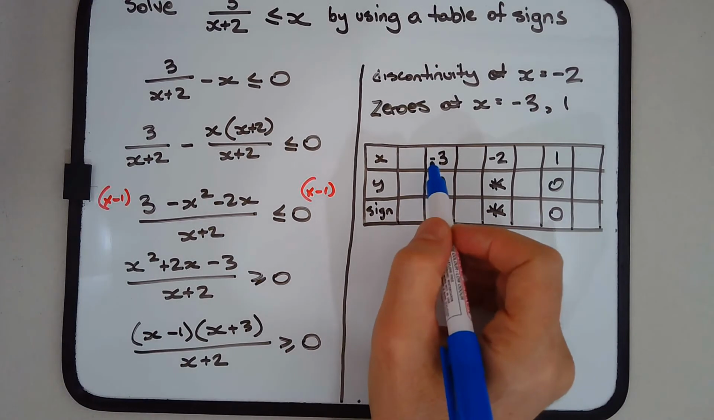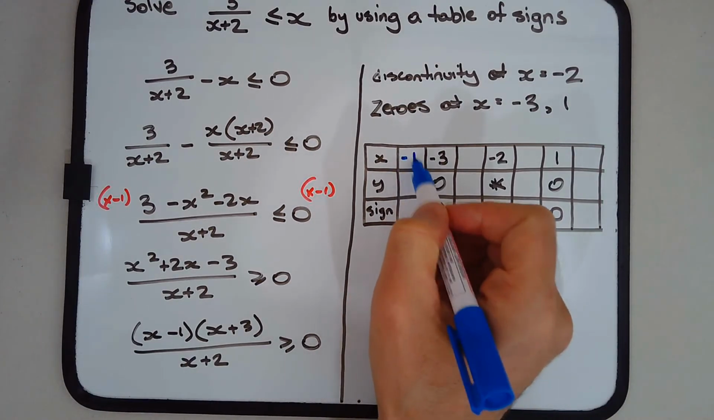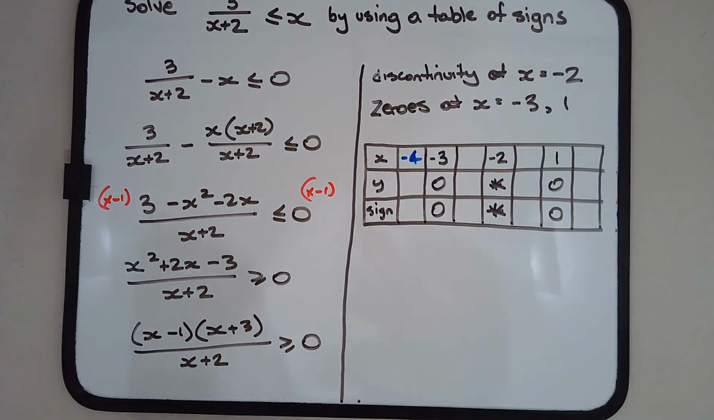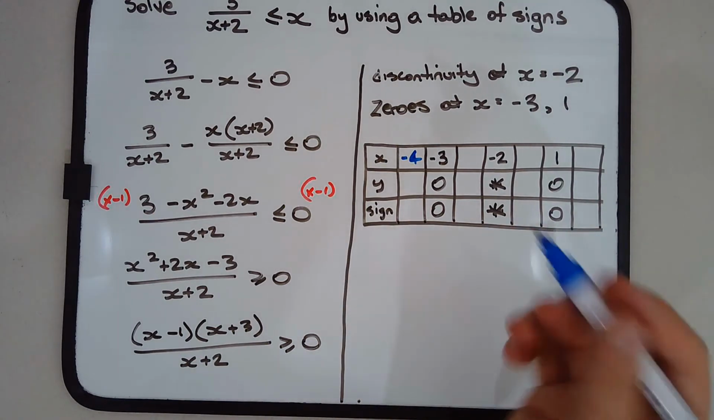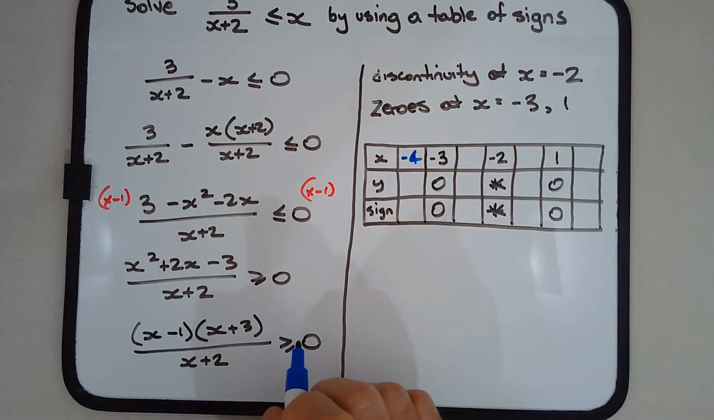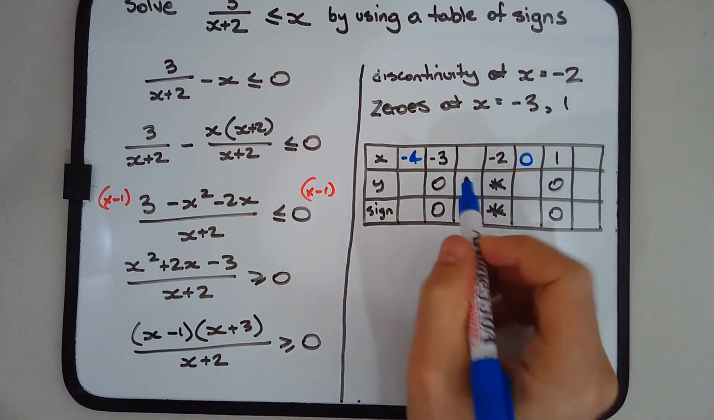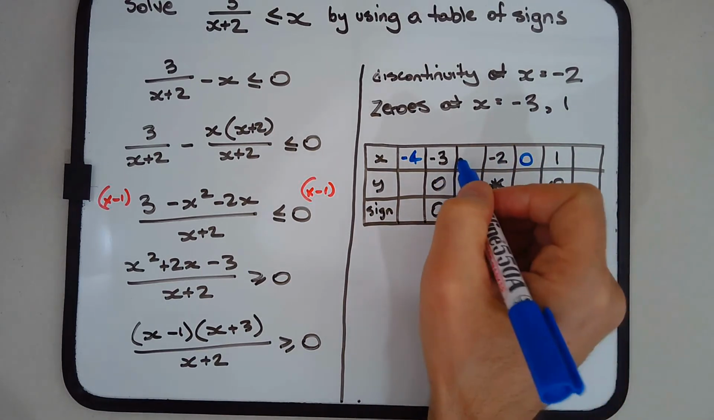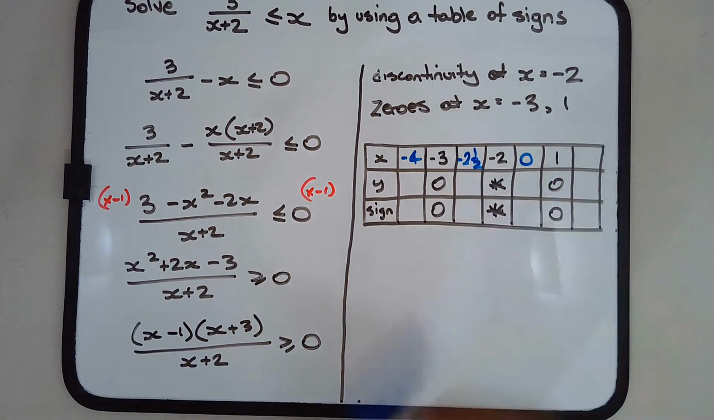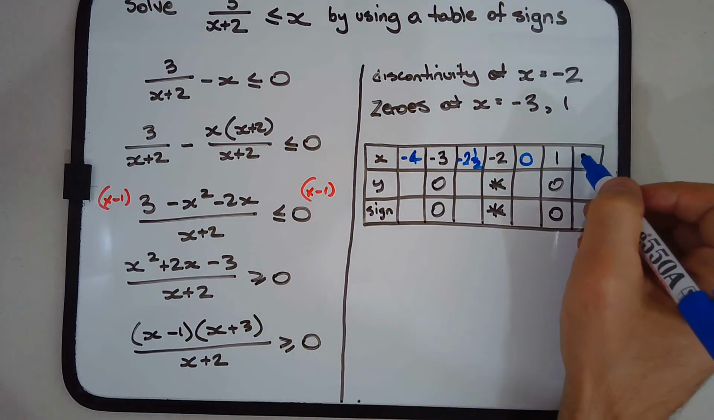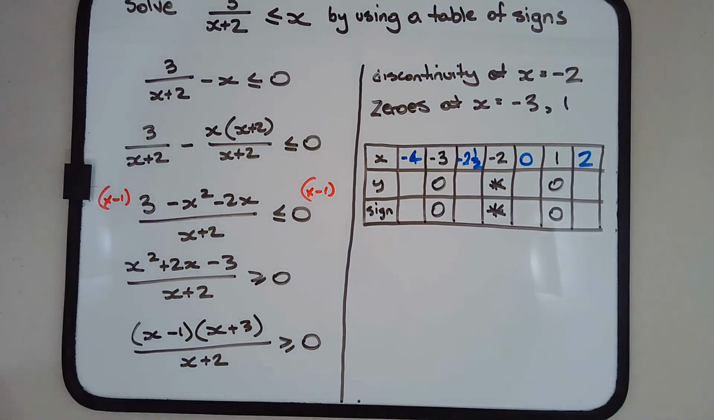We've got -3, so maybe we can put -4 here. I'll use a different color just to show that you don't have to use a different color, of course, but I'm just showing this for the purpose of the demonstration. Between -2 and 1, maybe a 0, -2.5 here, and maybe 2 there. So what I'm going to do is pause the video now, work out these values, and then unpause the video and continue on with the explanation.